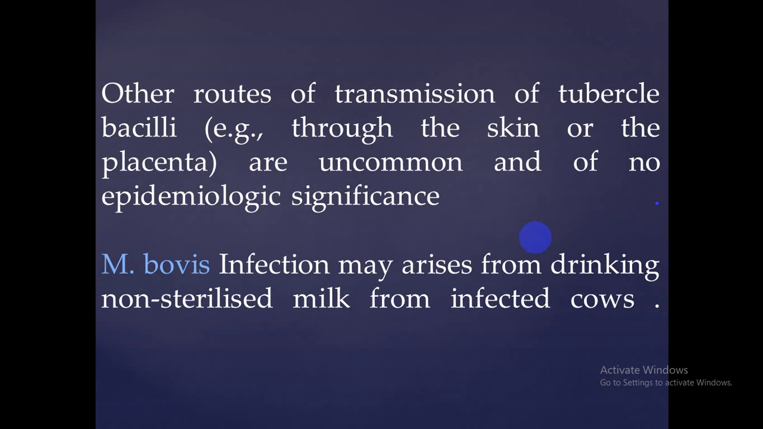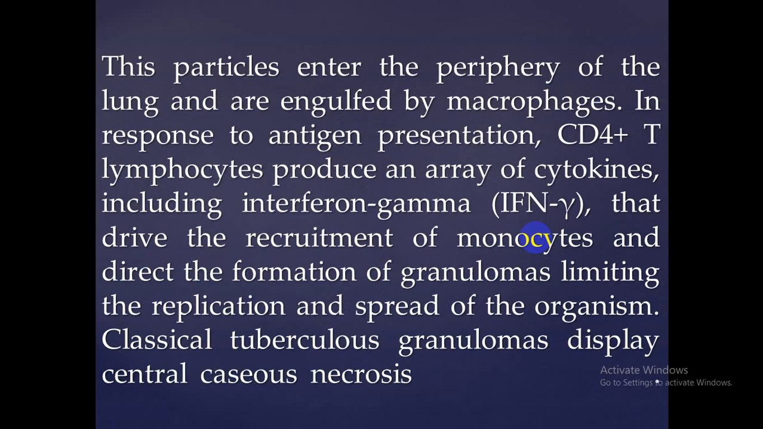The other routes are rare, by the skin or by the placenta. Another bacterium is Mycobacterium bovis, which is mainly in cows, and we can get infection by drinking infected milk or unsterilized milk from an infected cow. So this is another type of Mycobacterium, but the main type involved is Mycobacterium tuberculosis, which is mainly transmitted by airborne droplet infection.